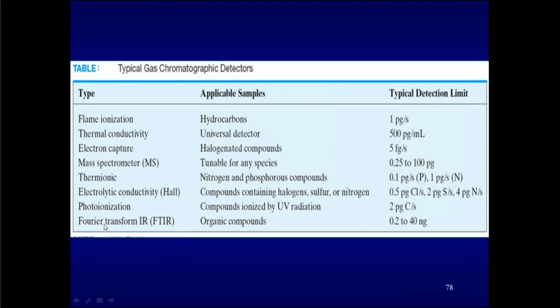That gives rise to another hyphenated technique, that is GCIR. This is useful for all organic compounds. All organic compounds give a response with FTIR. So here also quite a high sensitivity, 0.2 to 40 nanograms. So these are many other detectors, but in your syllabus you have only the first three. So we will be concentrating on that, and I will just give you a little brief explanation of the thermionic also.